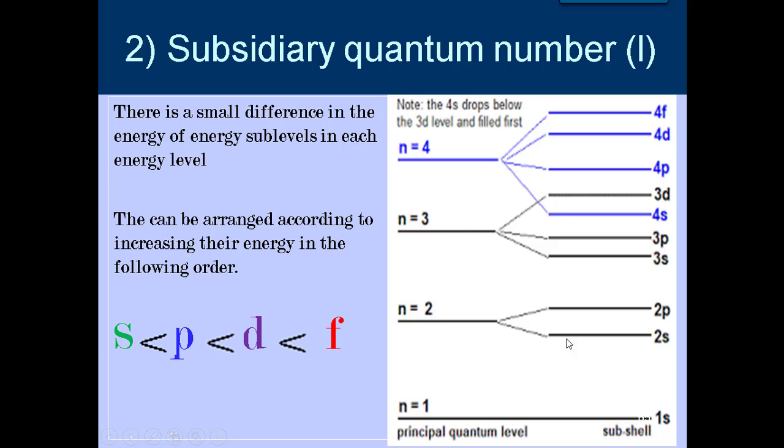As you observe here, in the second energy level, for example, we have 2S and 2P. Which one has lower energy? Of course, 2S. You can observe here in the third energy level, we have 3S, 3P, and 3D. 3S has the lowest energy, then we have 3P higher, and the highest one here is 3D. And you can apply this for all the energy levels.